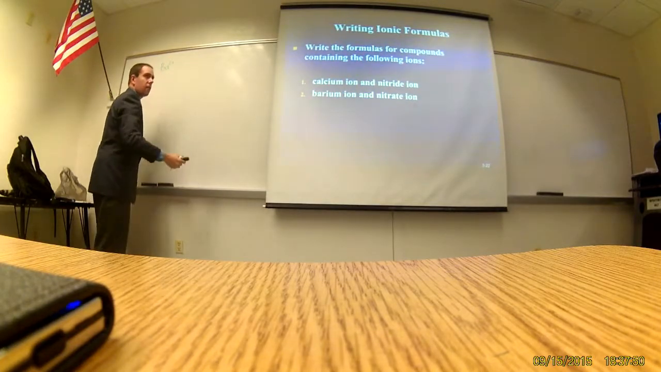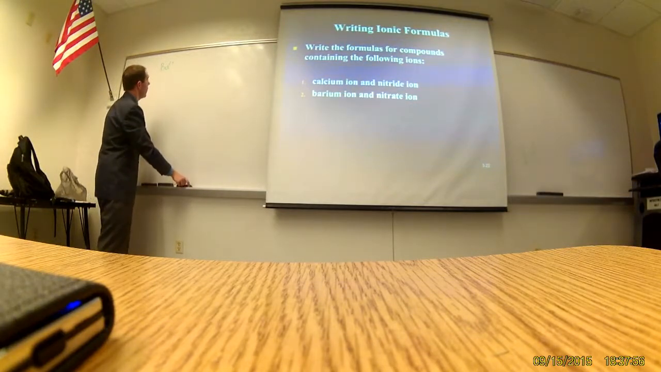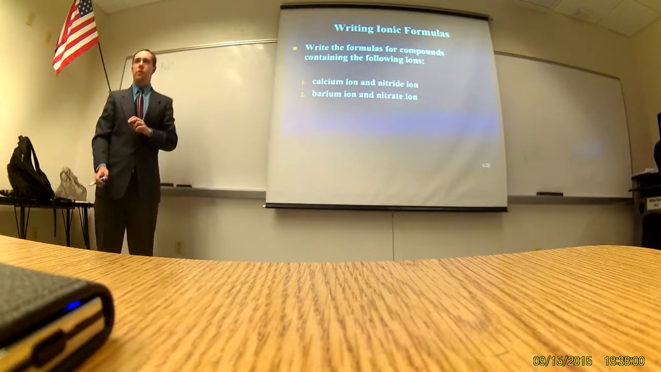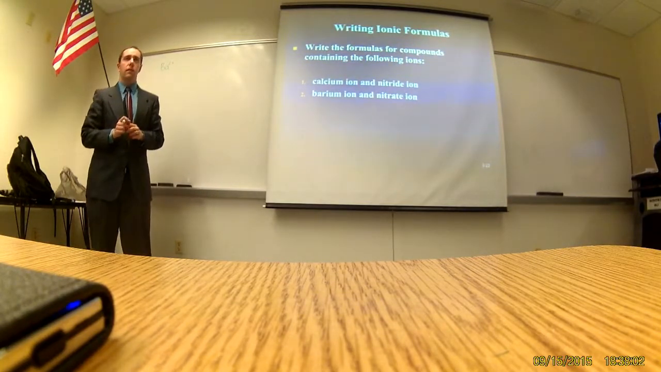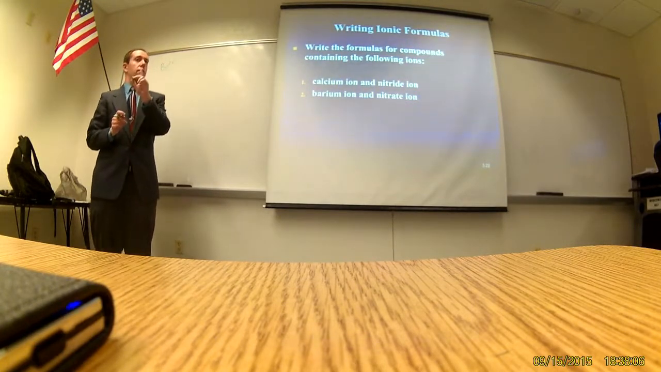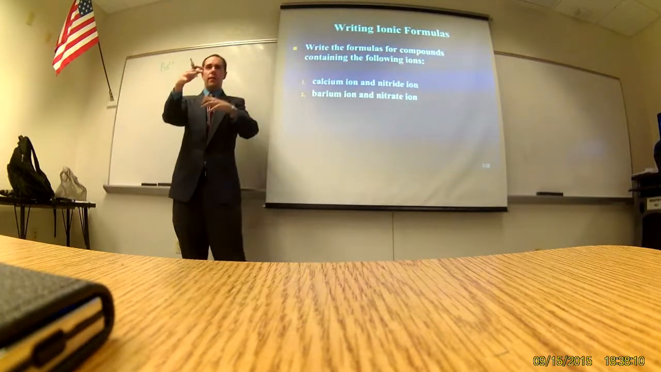Ba2+. Barium is here. It's in group 2. It forms a positive 2 ion. What is the nitrate ion? That's one of the polyatomic ones. Not nitride, which is -3. This is nitrate. Nitrate was one of the polyatomic ones on the table.